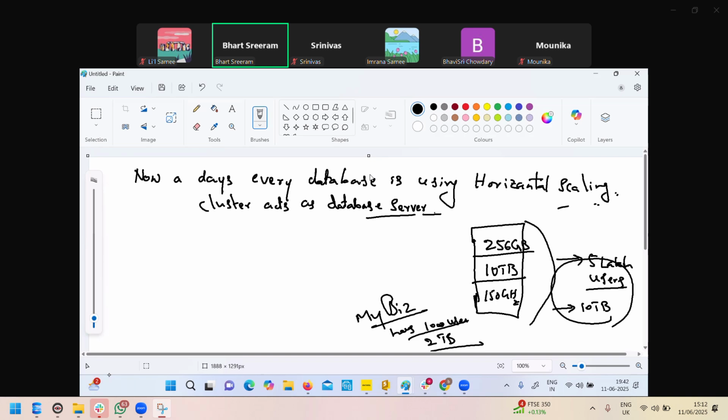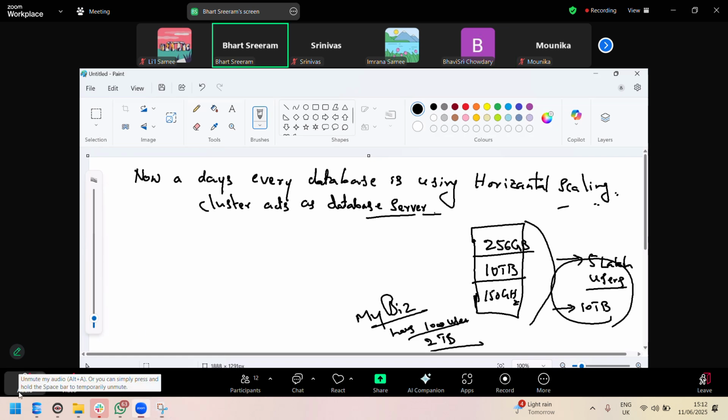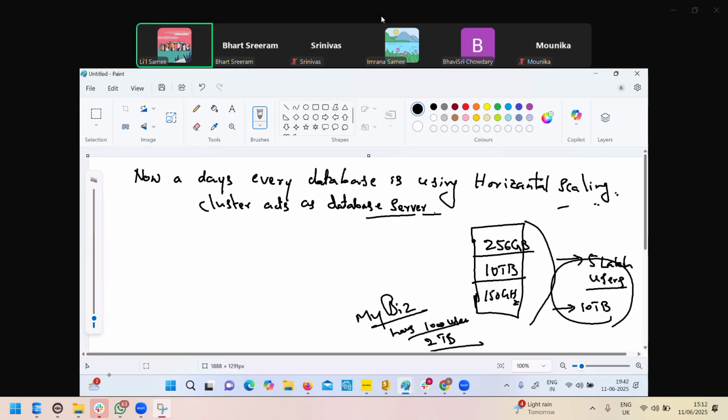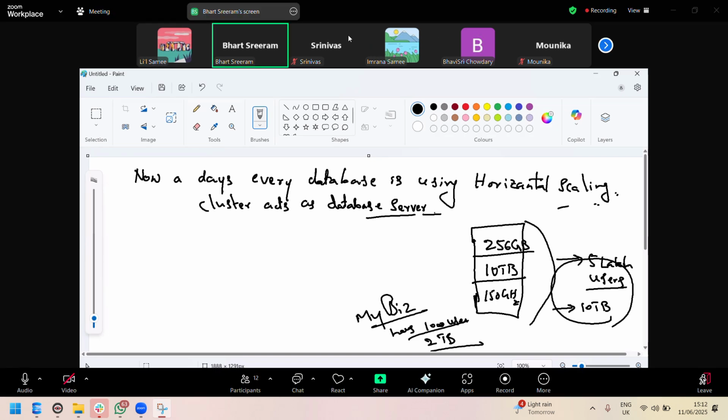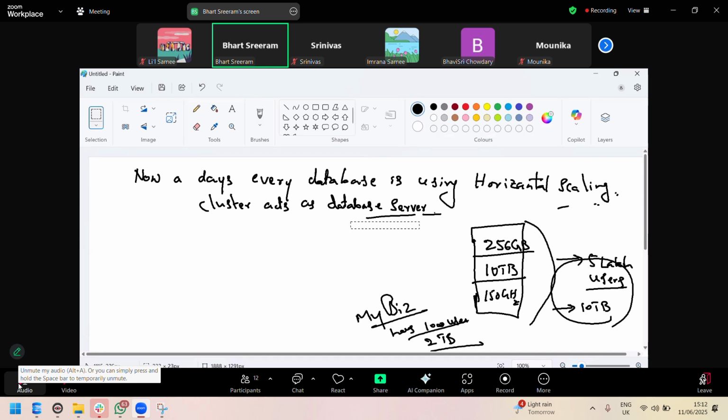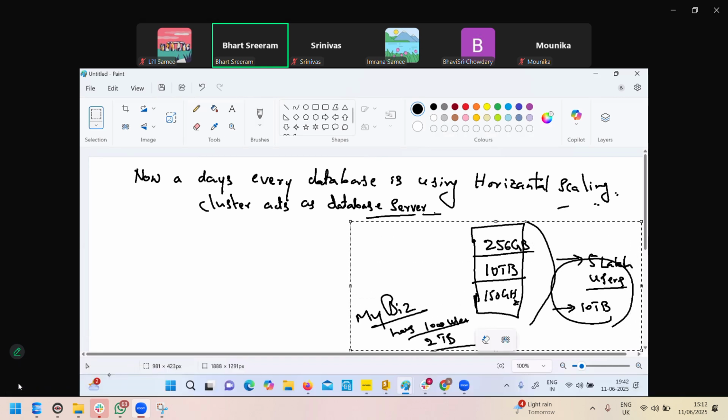Okay, sir. But for the biggest enterprises, let's talk about ICICI Bank. Can you imagine ICICI Bank's server is a single CPU? No. Take SBI, State Bank of India, or the Reserve Bank of India. Can you imagine their server is a single CPU? No, sir. Definitely not. Okay. So for the biggest enterprises, a cluster. For small organizations, this one.